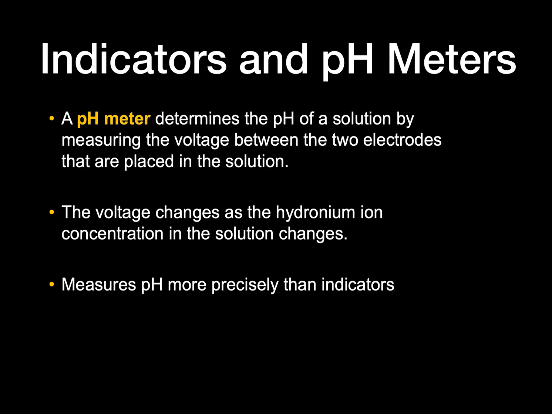So another way to measure pH: the pH meter determines the pH of a solution by measuring the voltage between the two electrodes that are placed in the solution. The voltage changes as the hydronium ion concentration in the solution changes. And we know from doing pH calculations, the hydronium ion, H3O+. And it measures pH more precisely than indicators.